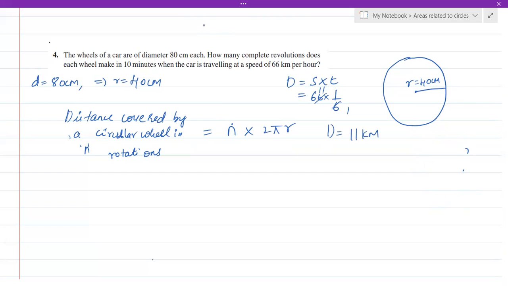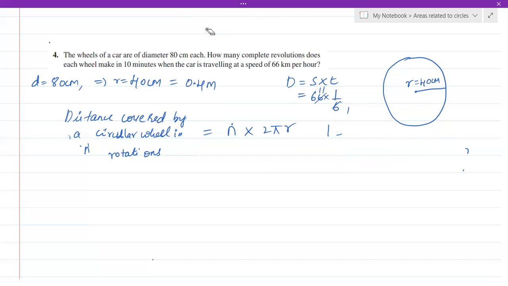We'll convert this into meters. 11 kilometer is 11,000 meters, isn't it? Why did I convert it into meters? Because the radius is in centimeter. This radius I can easily convert into meters. How do I convert it into meters? Just divide by 100. If you divide by 100, it becomes 0.4 meters. Everything should be in the same SI unit if you want to solve it.